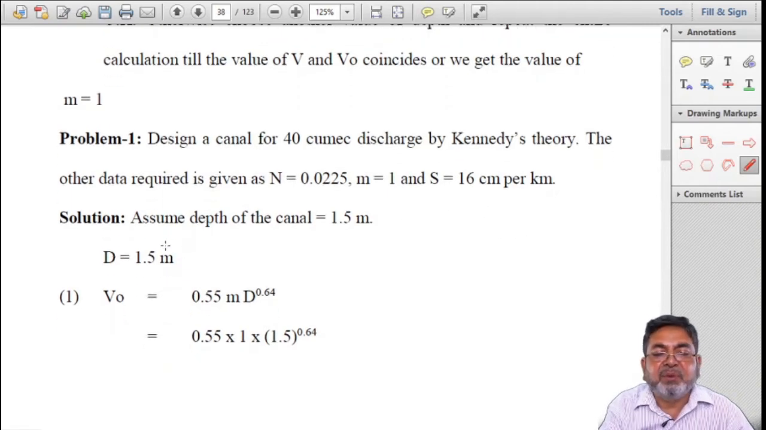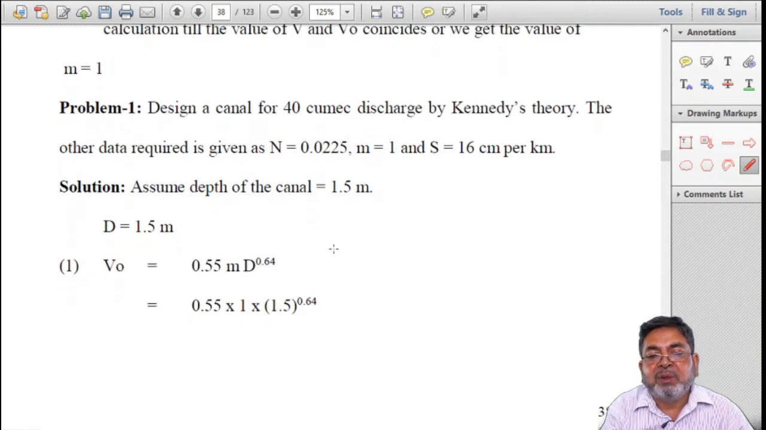So here, as I have told you earlier, the depth of canal will be assumed. You have to assume a certain depth of canal. Now the question arises, what should be the range of this assumption? The range of assumption should be from 1 meter to 3 meter. In between 1 and 3 you can assume any value. So I am assuming it as 1.5.